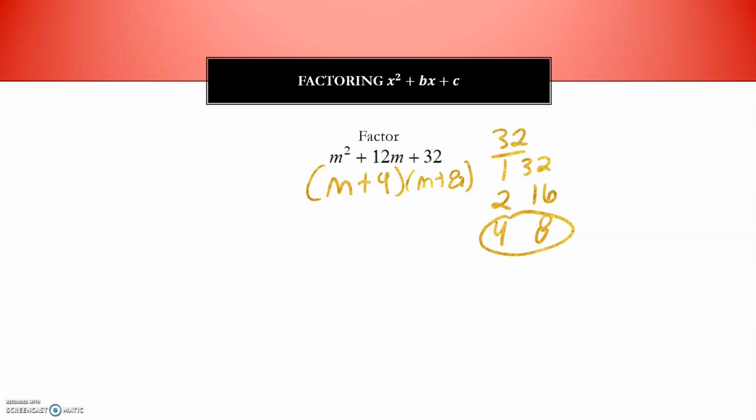Again, how do you check if you use the shortcut? Well, we'll actually talk about that in the next problem.